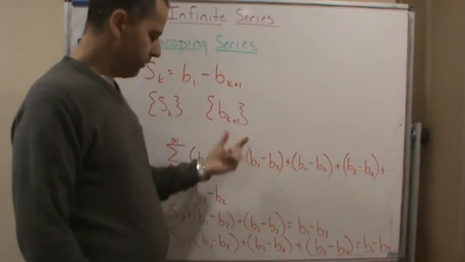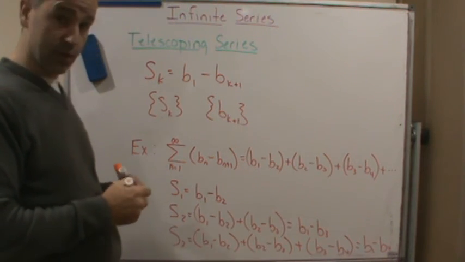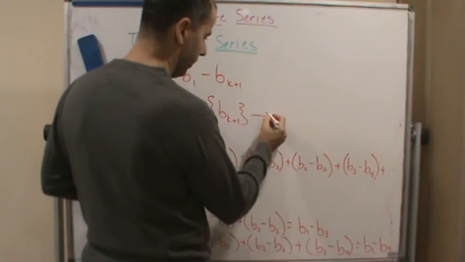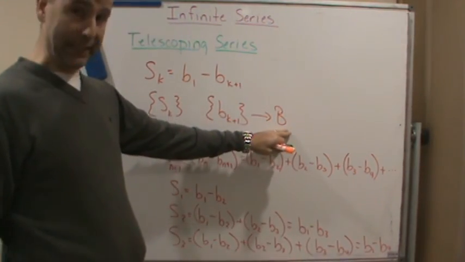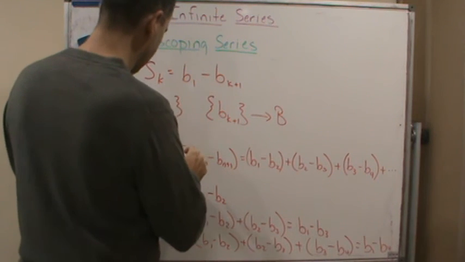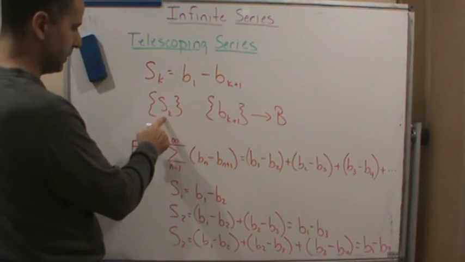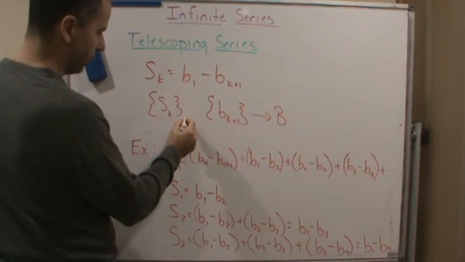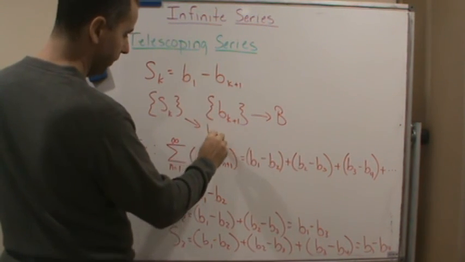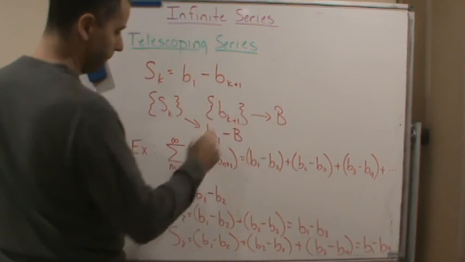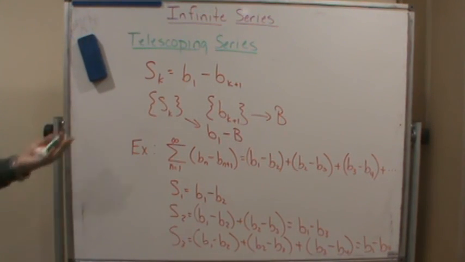Now, if this converges to some number b, then obviously S sub k is going to converge to b1 minus b. That's obvious from the discussion we've had. Okay, so now let's do an example and see how this works.